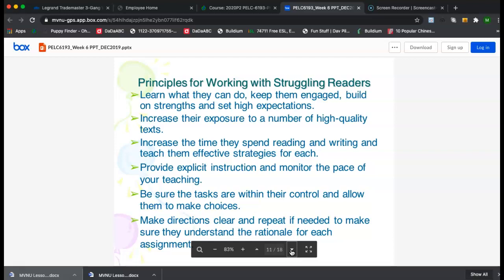Be sure that the tasks are within the control of the student and allow them to make choices. Make directions clear and repeat if needed to make sure they understand the rationale for each assignment. If you're going to ask students to read something, give them the reason why. Don't just say, read this article on comets. No, if you're giving them an assignment, you better have rationale to back up why you're giving that assignment.